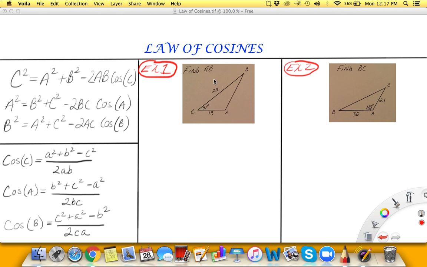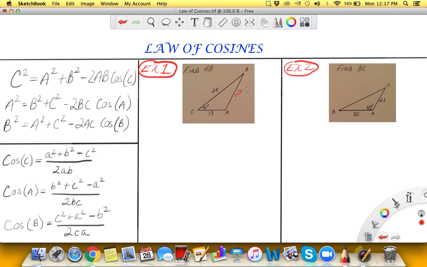It says find AB. So AB in this case is actually this side right here, okay? So we're looking for that. Now we must start out by first of all using the formula. In this case, that is actually side C. So we're going to have C squared is equal to A squared plus B squared. So A in this case is 29. So we have 29 squared plus 13 squared minus 2 times 29 times 13, and then we're going to multiply that by the cosine of this angle right here, 41.